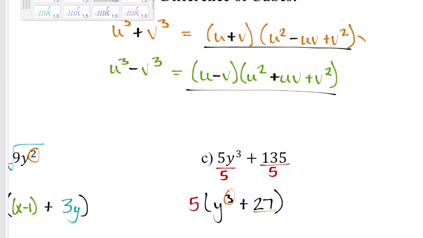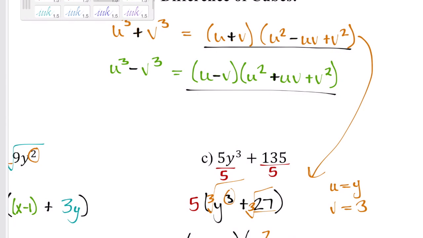then I know that I'm using this formula here. So then in this case, my u, or whatever the cubed root of this y would be, so u in this case would be equal to just y. The cubed root of y cubed is y. And then my v in this case would be the cubed root of 27, which is 3. And so I can just plug this into that formula above. So I would have my y plus 3. And then that's all I can really do from here.